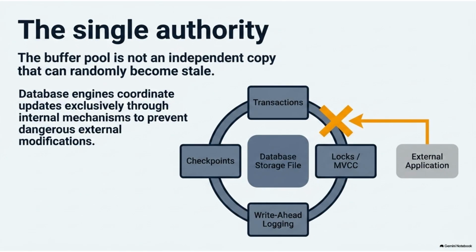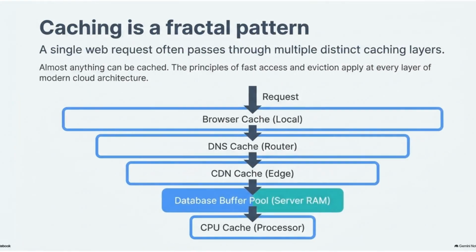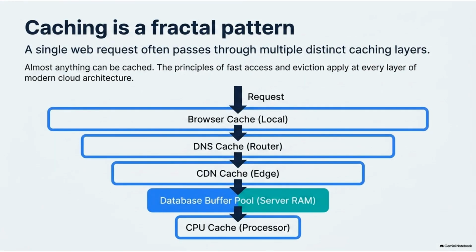The buffer pool is a single source of truth. Databases use internal locks and transaction mechanisms to ensure data integrity, preventing external corruption. Caching is a fractal pattern. From browser requests down to the CPU, these same principles of fast access and eviction apply throughout the cloud stack.